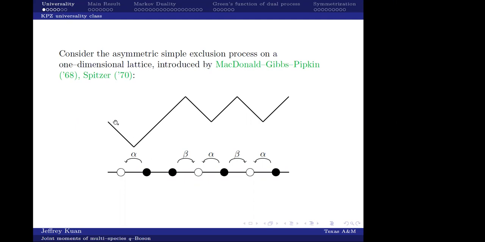And you can define a height function that just goes down every time there's a hole and up every time there's a particle.